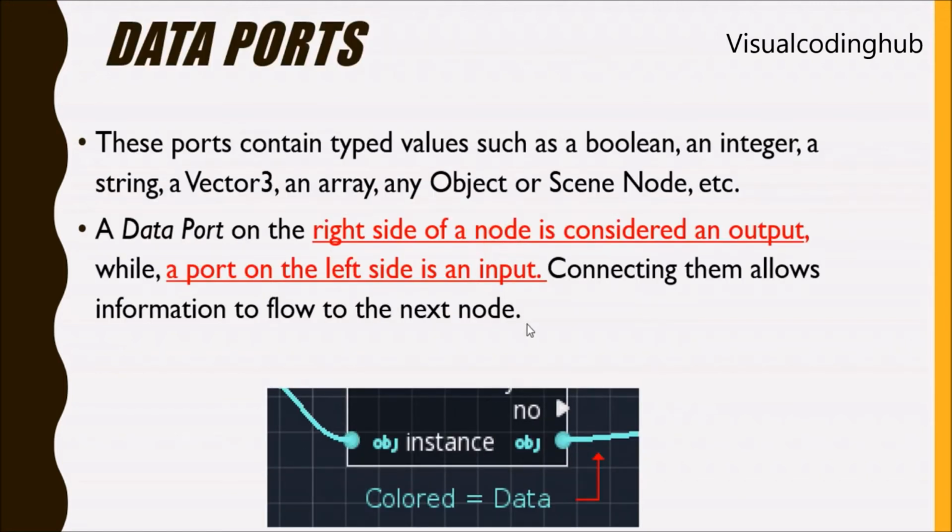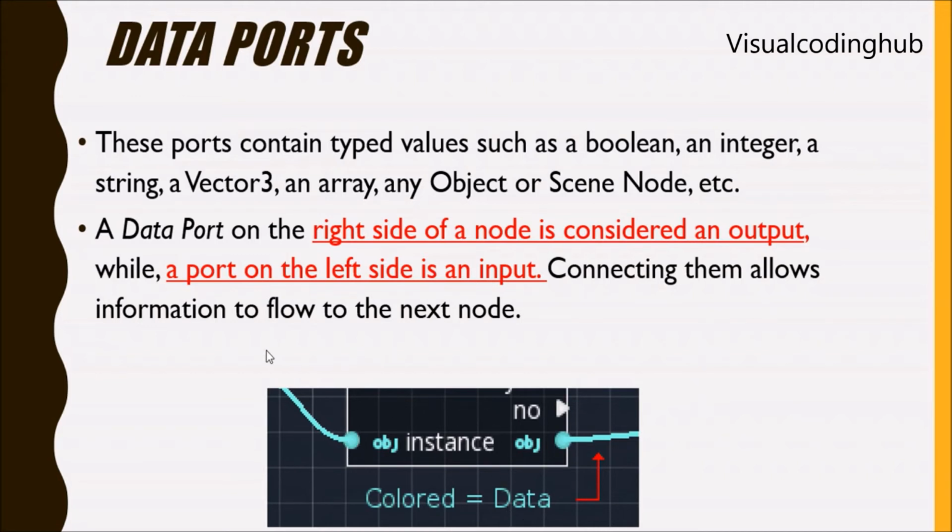Now that's the sequence. Data ports are ports that contain typed values such as boolean, integers, vectors, arrays, objects, and scene nodes, which we have seen some illustrations of before in the channel, where we talked about different ways of using these ports to do things like change your scene. A data port on the right side is considered an output, while the one on the left side is called the input.